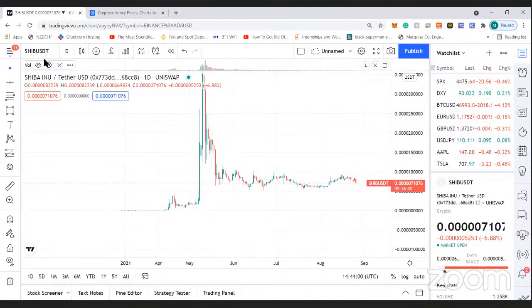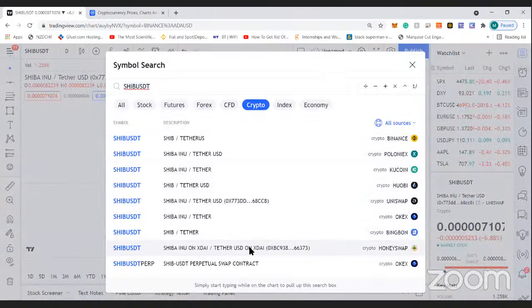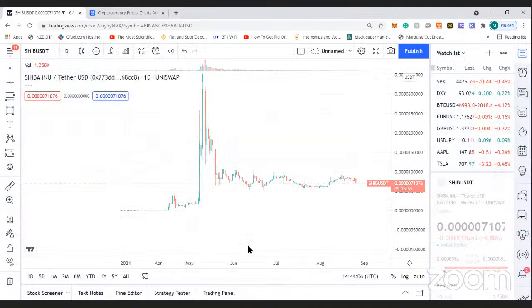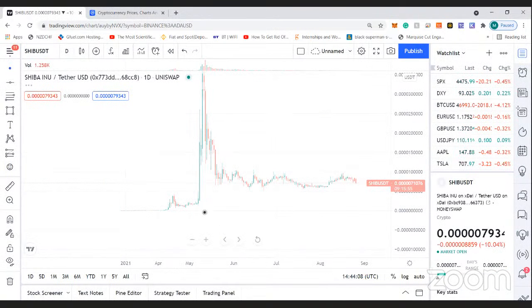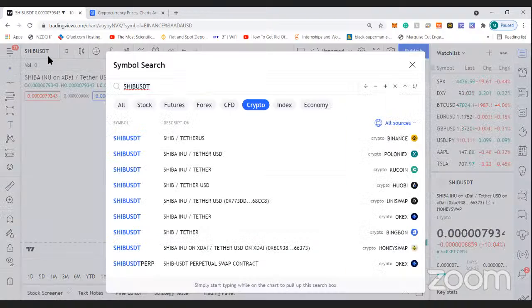Now, why do I want this price feed? So I'll keep it on Uniswap for now. Let me just double check that Honeyswap is not cheaper. Let's just see. And there's more price feed. Oh yeah, and Honeyswap is pointless. Let's go back to Uniswap.